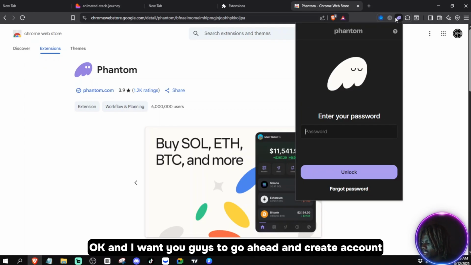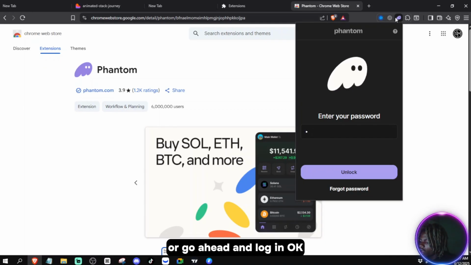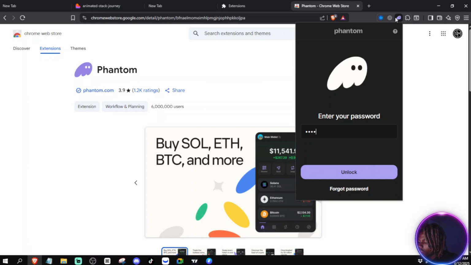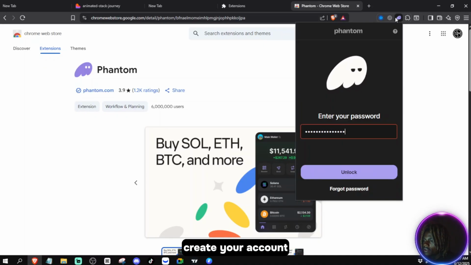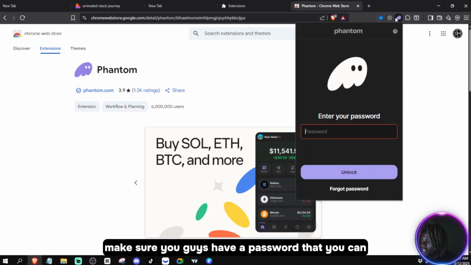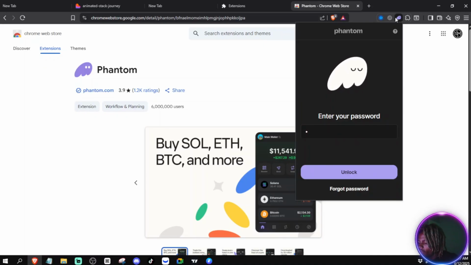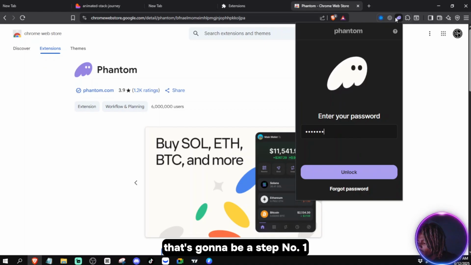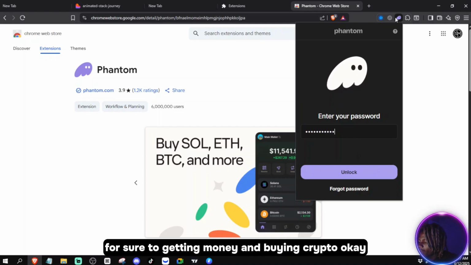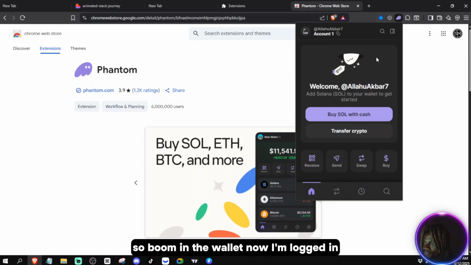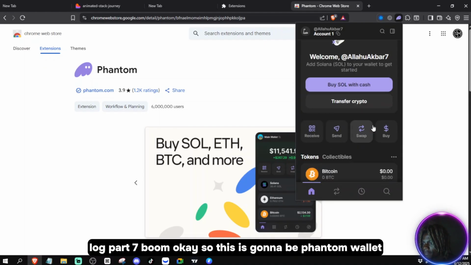I want you guys to go ahead and create an account or log in. Let me go ahead and do this. Take your time, create your account. Make sure you guys have a password that you can remember. That's going to be step number one for sure to getting money and buying crypto. So boom, I'm in the wallet now. I'm logged in, boom.